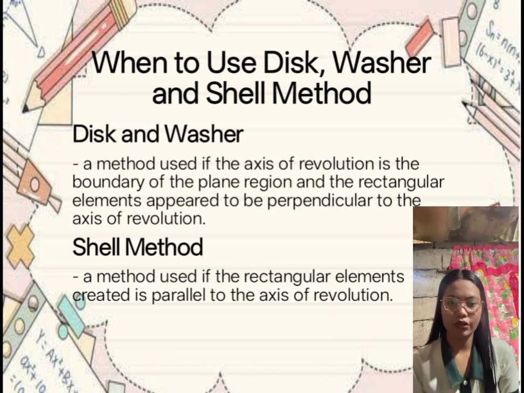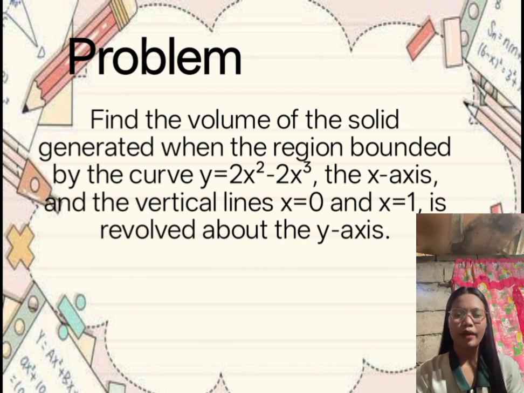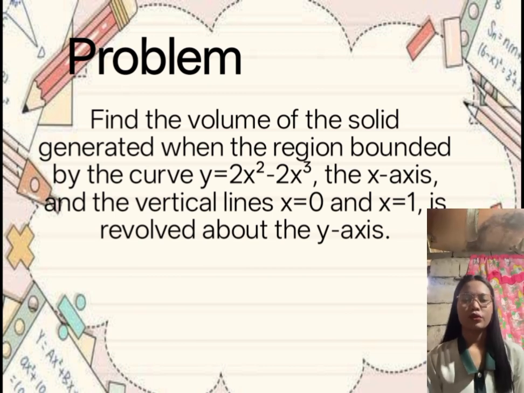So the problem is to find the volume of the solid generated when the region bounded by the curve y is equal to 2x squared minus 2x cubed, the x-axis, and the vertical lines x is equal to 0 and x is equal to 1 is revolved about the y-axis. To find the volume and to know what will be the best method to use, let's have an illustration. So the illustration looks like this one.